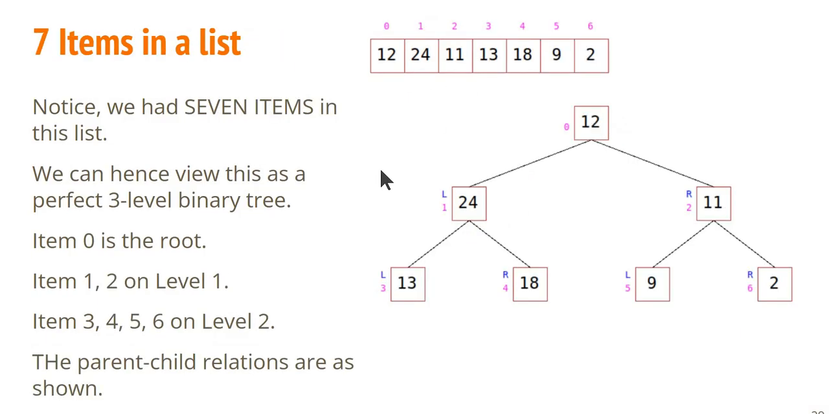Let's look at some more examples. Say 7 values in the list. Well, the rule remains the same. So I start from the top, 12 goes here, 24 and 11 go to the next level, and then I have 13, 18, 9 and 2.